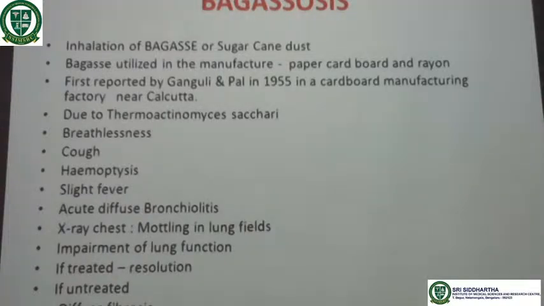When it comes to clinical features: breathlessness, cough, hemoptysis, light fever, acute bronchitis, bronchiolitis play an important role. When it comes to investigation, the typical finding is that the X-ray shows mottling in the lung field, with impairment in lung function. In the sugarcane industry, cardboard or paper industry, proper treatment plays an important role. It may lead to diffuse fibrosis, emphysema, bronchiolitis, under medicine and ENT.